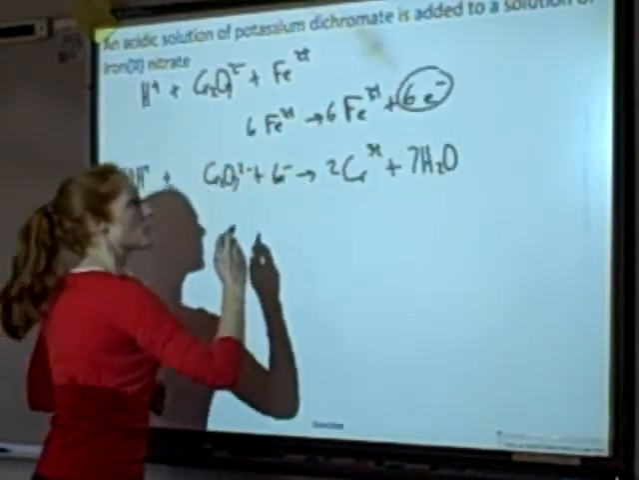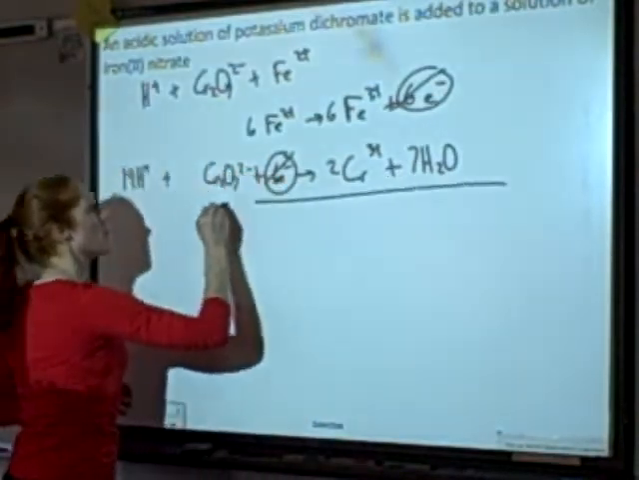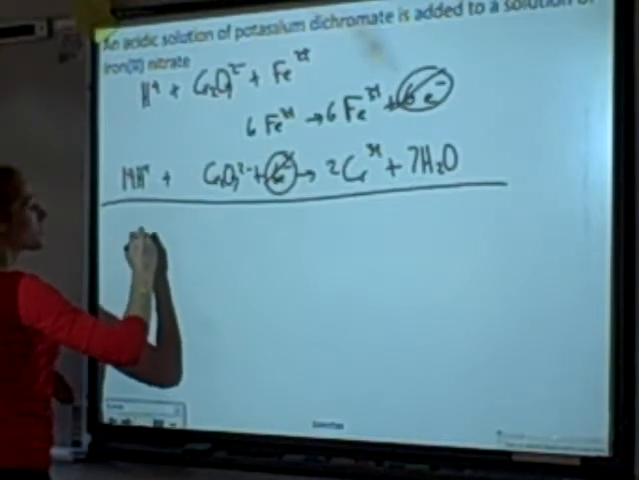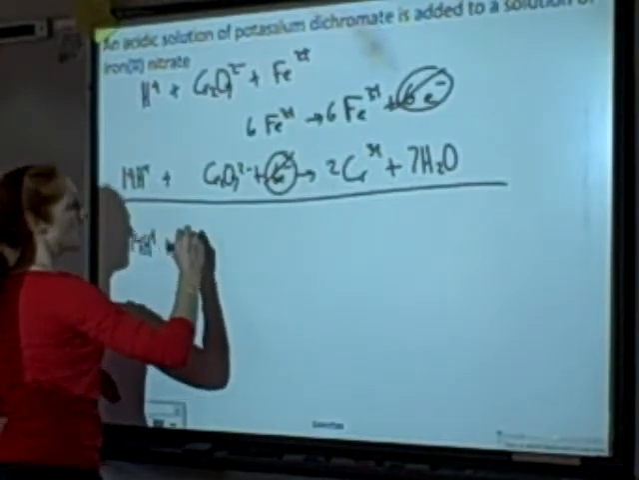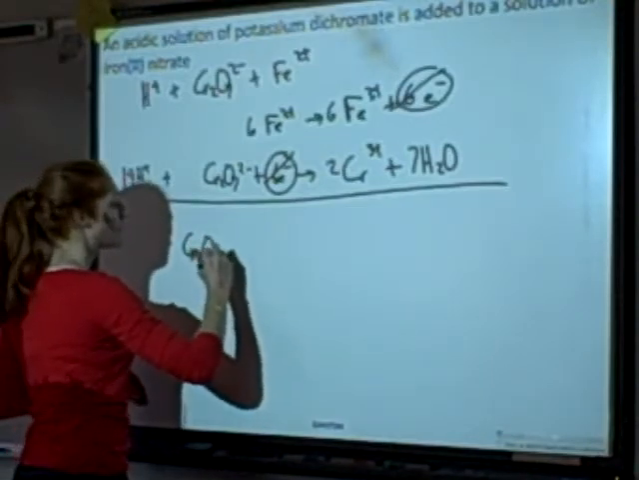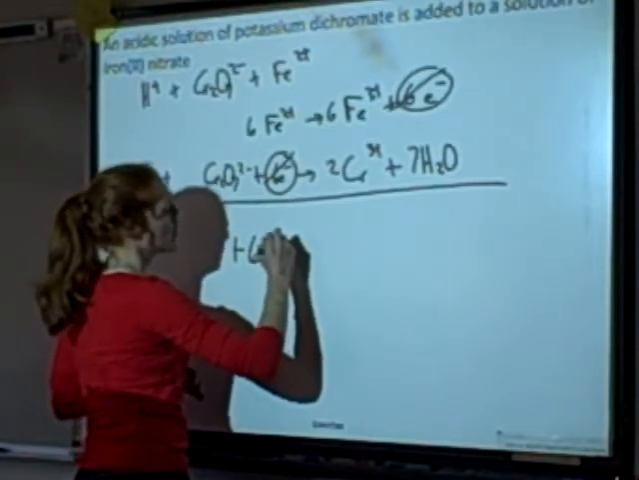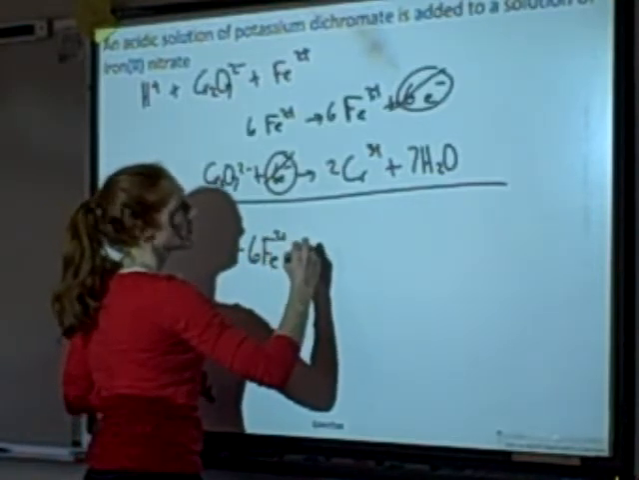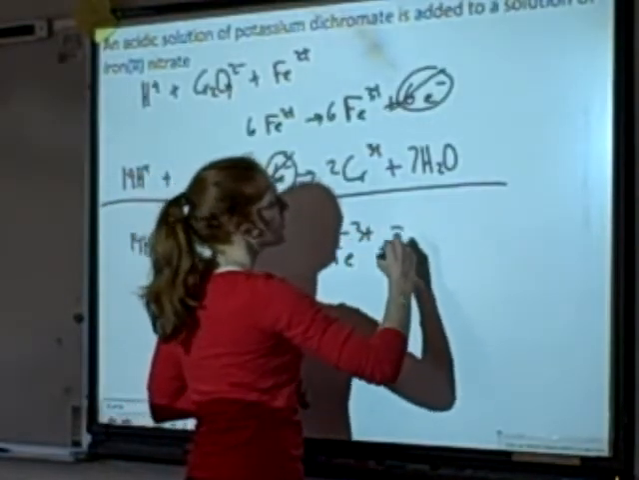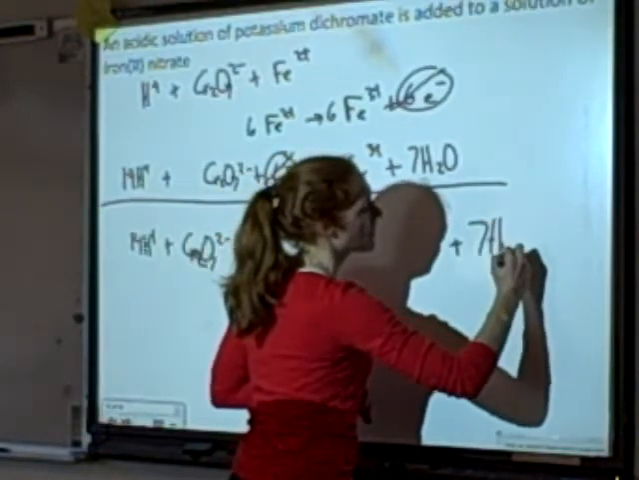Then I can say 6 electrons were produced and then consumed. The half equations are balanced, the electrons are balanced. So the overall reaction is 14 H+'s react with 1 dichromate, Cr2O7 2-, and 6 iron 2+ ions to make 6 iron 3+ ions, 2 chromium 3+ ions, and 7 waters.